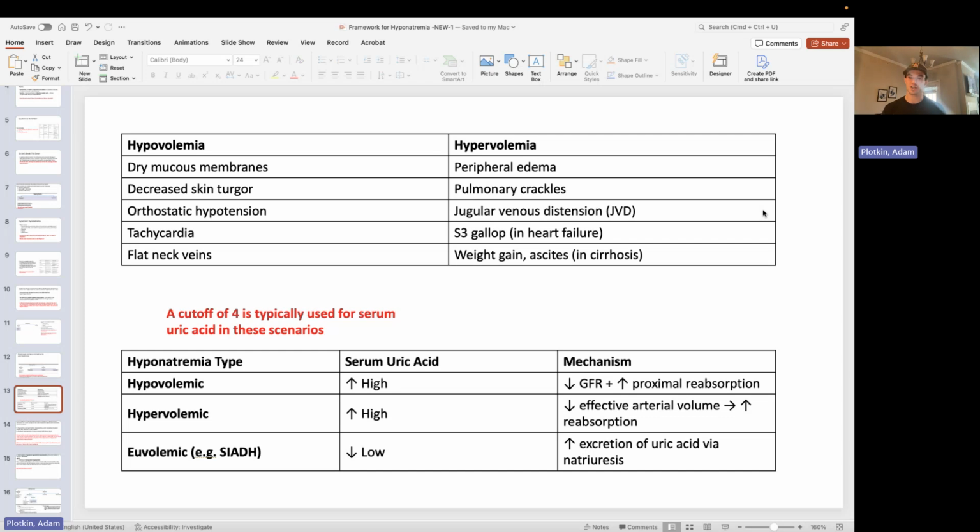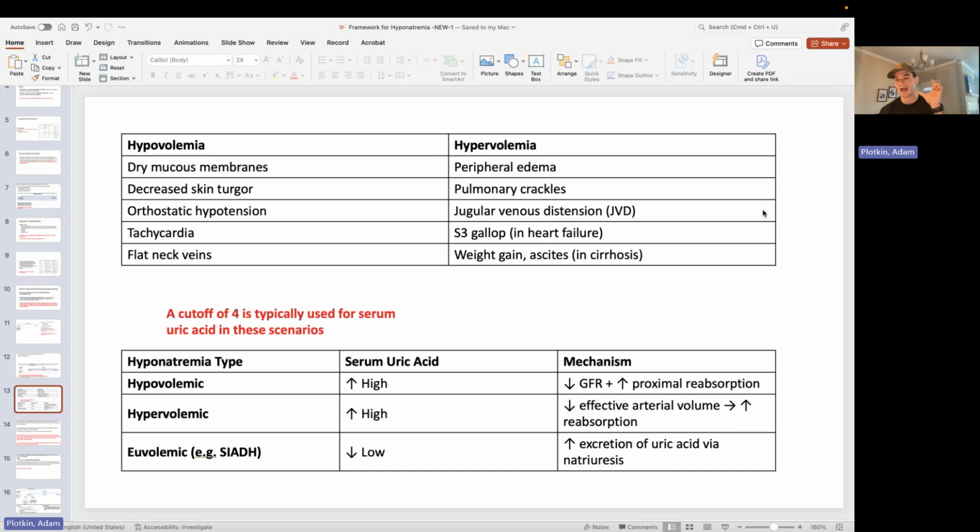So if the GFR is low and the proximal reabsorption of things that are renally excreted is high, and uric acid is massively renally excreted, its levels should be pretty high in our system. That doesn't necessarily mean they have to be above the normal level, but they'll be above 4, okay? So again, in hypovolemia and hypervolemia, lack of forward flow leads to lower GFR and increased proximal reabsorption of serum uric acid. My serum uric acid level should be above 4. In euvolemia, the serum uric acid level should usually be below 4.